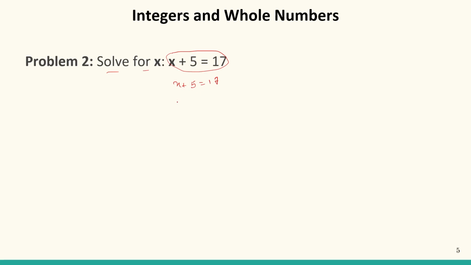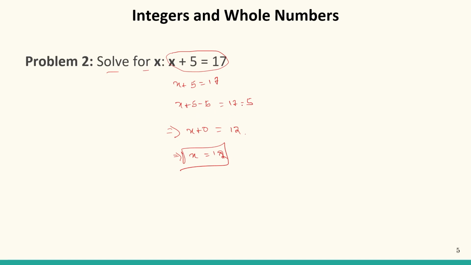We can subtract 5 from both the sides. So x plus 5 minus 5 is equal to what? 17 minus 5. We can write this. So now applying the rule on the left and right, what we are left with is x plus 0 is equal to what? 17 minus 5 is equal to what? It is 12, right? So this implies that x is equal to 12. So for this question, the answer will be x is equal to 12.